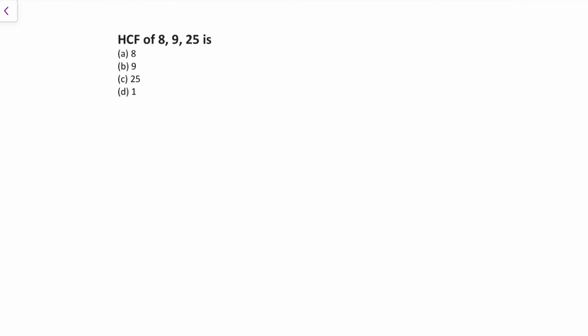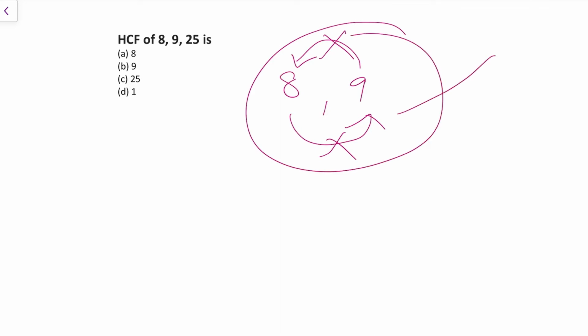Next question. What is the HCF of 8, 9 and 25? Whenever they ask these kinds of questions, instead of doing the LCM and HCF, we need to check whether logic is applicable or not, because we always need to try to save time. So let us check once. 8 and 9, if we take, in 8 table 9 won't come. The same way in 9 table also 8 won't come.